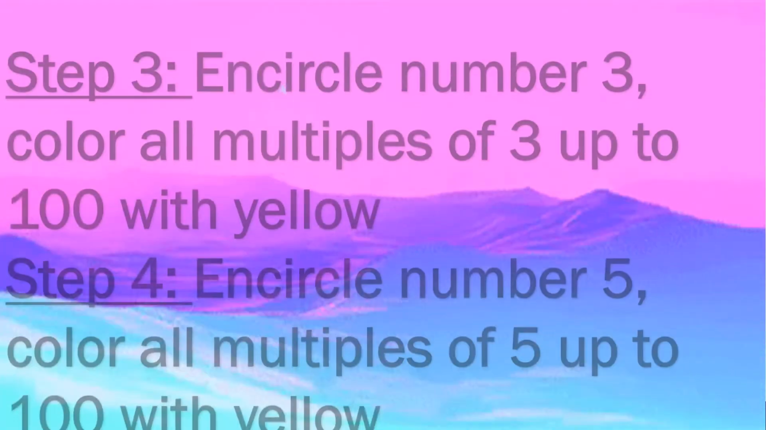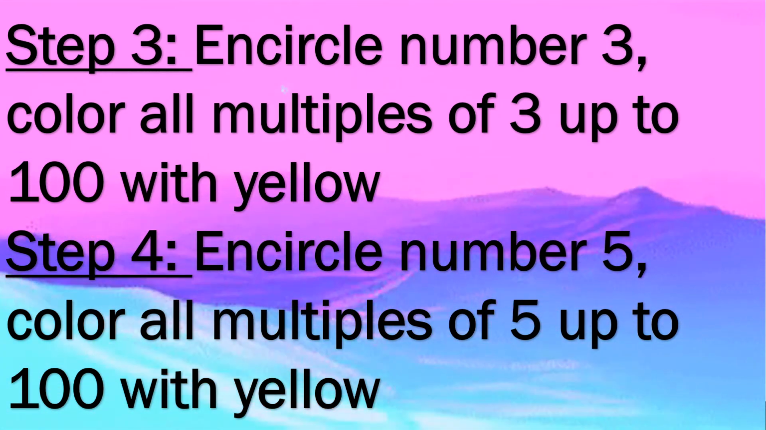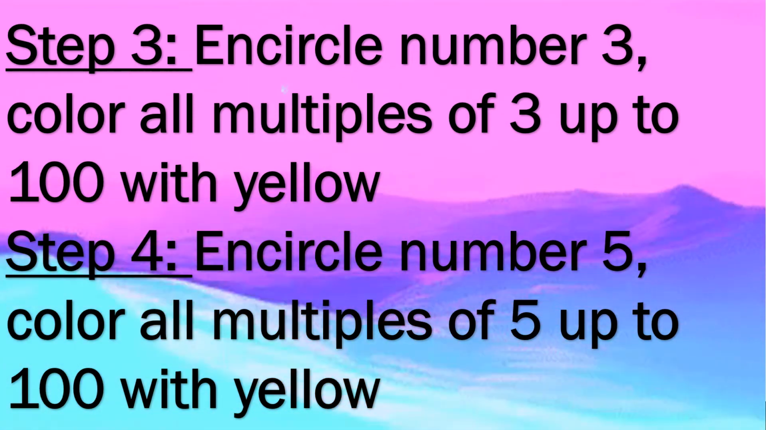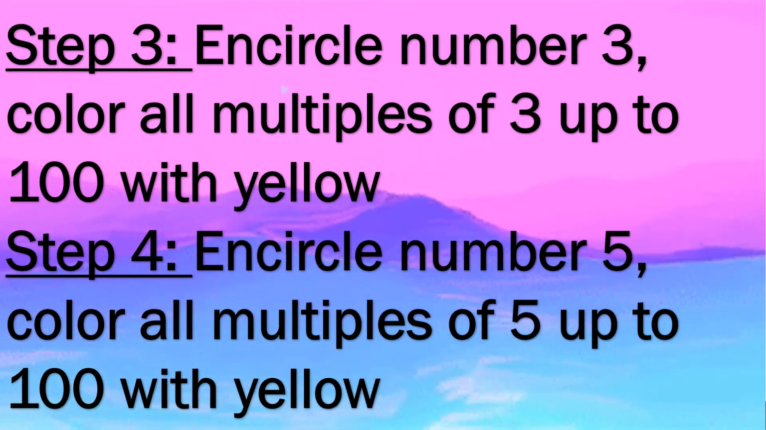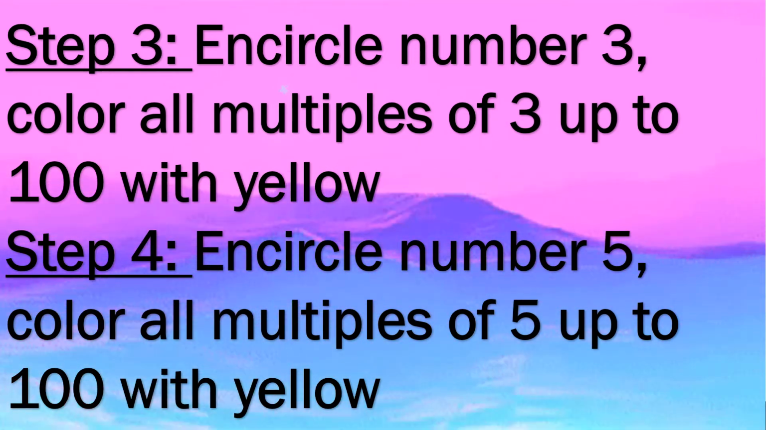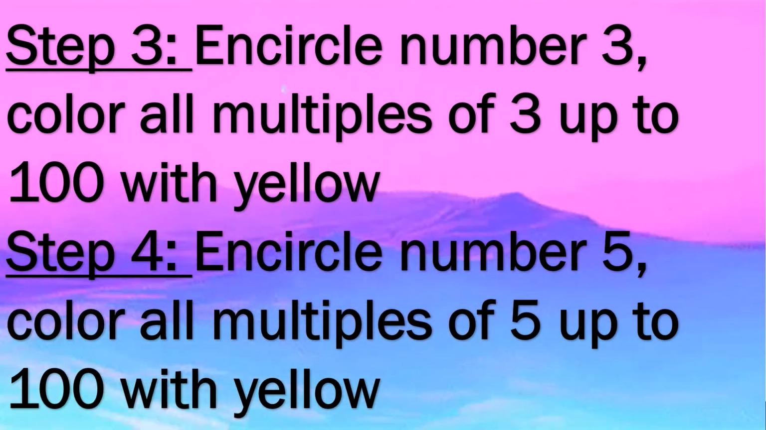Let us proceed to step number 3. Now encircle number 3, color all multiples of 3 up to 100 with yellow. Okay, for step number 4, encircle number 5 and color all multiples of 5 up to 100 with yellow.